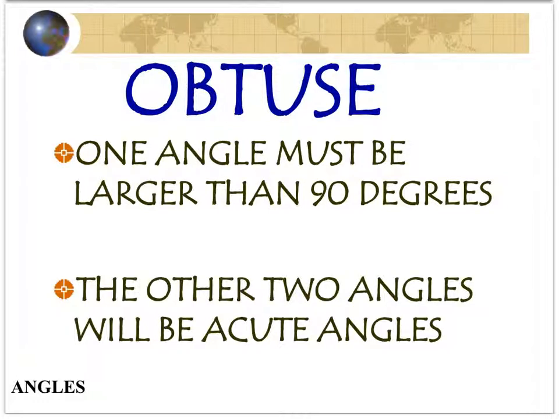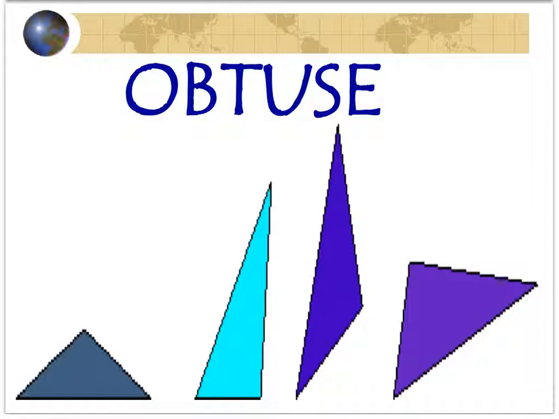The other one is obtuse. One angle in the triangle is larger than 90 degrees. So the other two angles have to be acute because you already have a large angle. And if we add them up again, it has to equal 180 degrees. So here are some examples of an obtuse triangle. You can see that these are larger than 90, even though it may sometimes be a little bit fuzzy, but most of the time they'll be pretty straightforward.